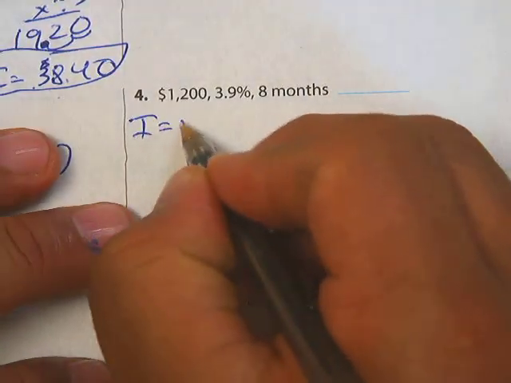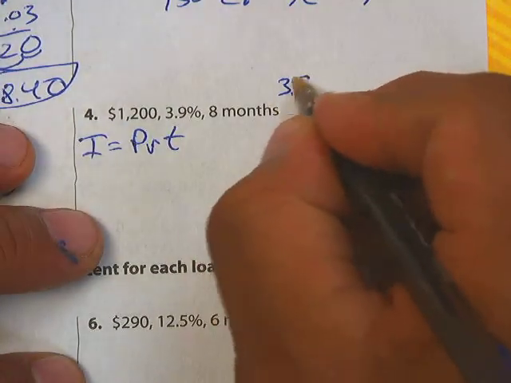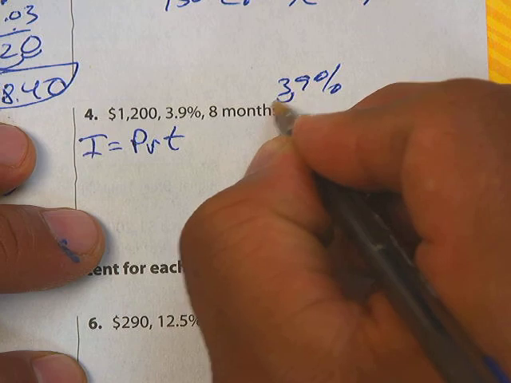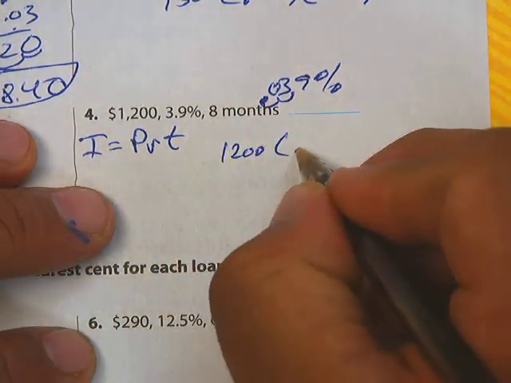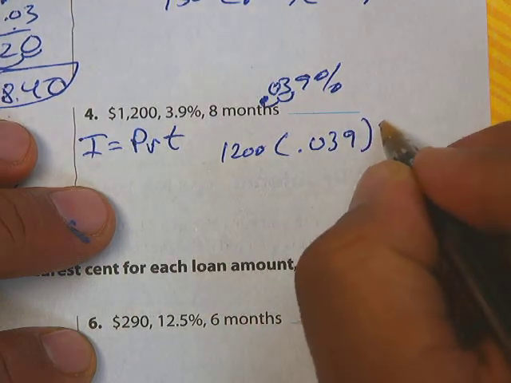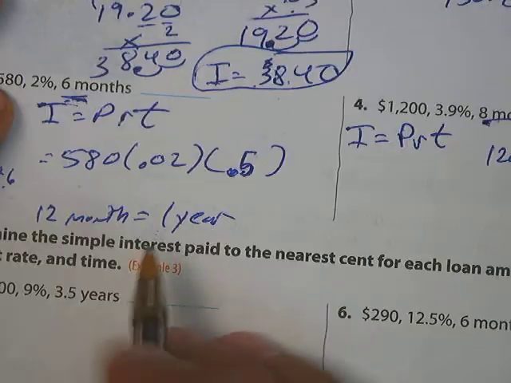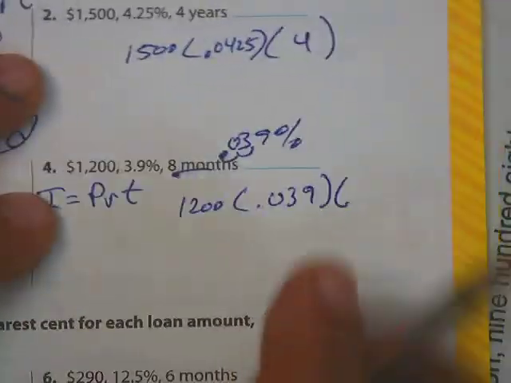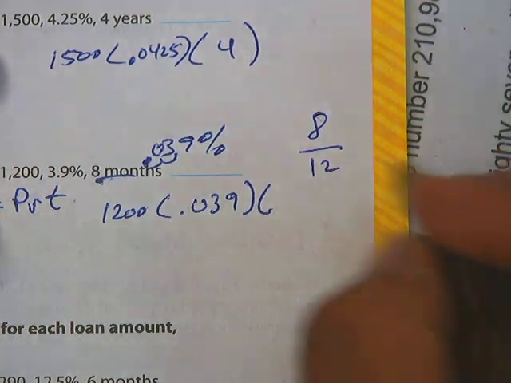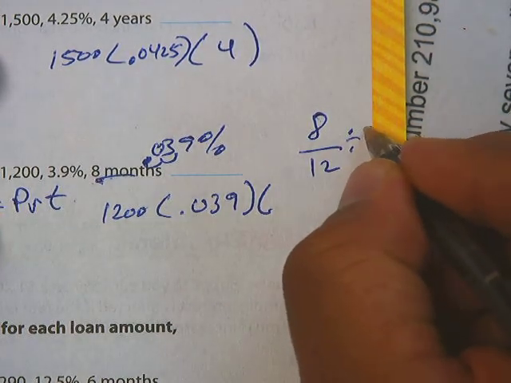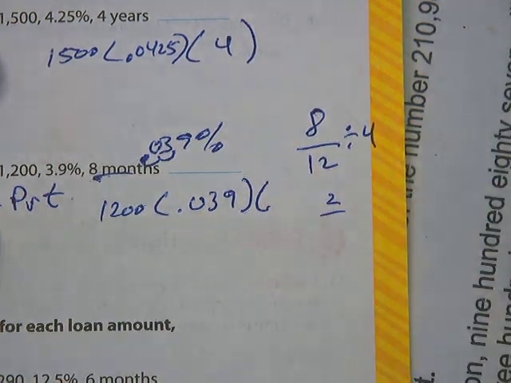Number 4, you're going to use the same equation. Simple interest equals principal times rate times time. Again, first convert that percent to a decimal, 1, 2. And so it's 1,200 times 0.039 times, but this is not in years. Again, there's 12 months in a year. Well, you don't have 12, you have 8 months, so you have, out of the 12 months, 8 months. So you got to simplify it first.